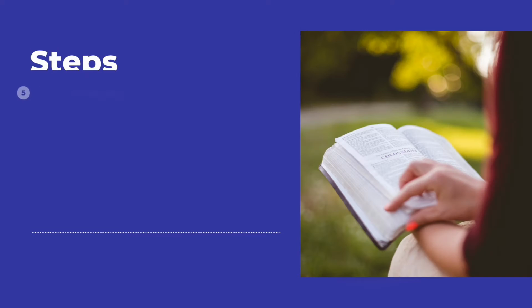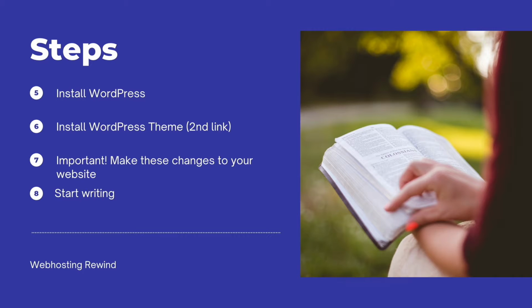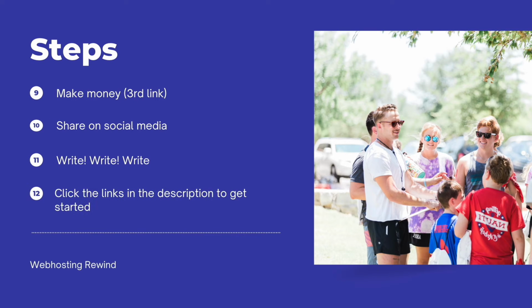After that, we are going to install WordPress. We're going to install both a free and premium WordPress theme, and we're going to make some changes to your website so that you can start getting traffic. Also, I'm going to show you how to start writing so that you can start writing faster. And if you are interested in making money, be sure to check out this third section here because I'll show you how to do that as well.